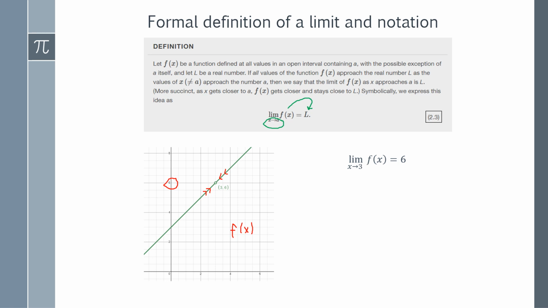Now I want to emphasize the following fact: f of 3 is undefined. Because we have that hole in the graph, we say that the function is not defined at that particular value of x. But that doesn't mean that we can't have a limit. The limit does exist, and the limit in this case is equal to 6.